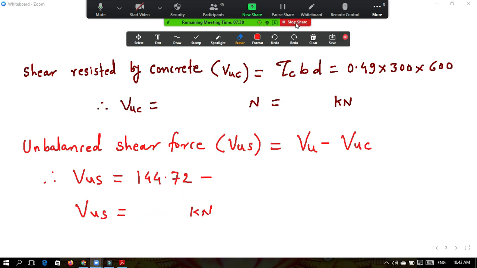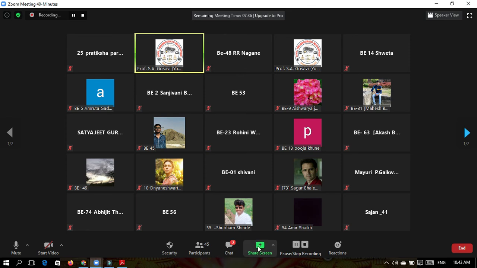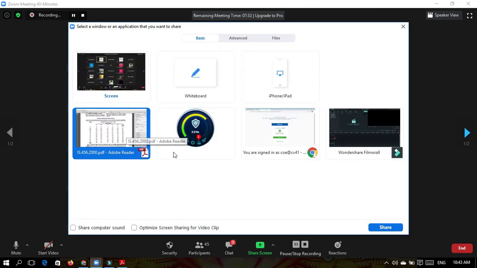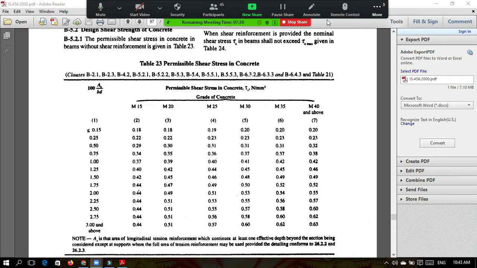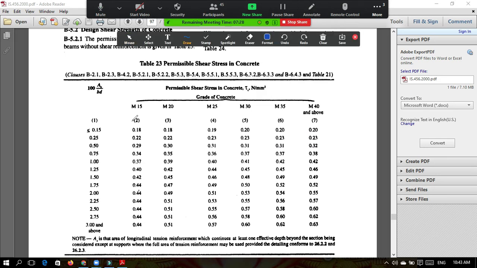Now we will go to the IS code. Here, so here you can see this.